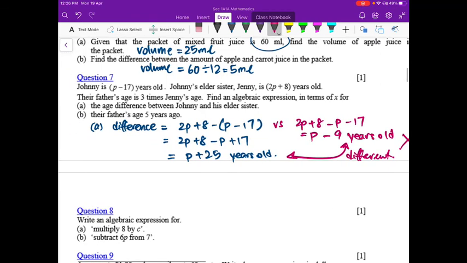Now in part B, find the father's age 5 years ago. Yeah, 5 years ago. In order to find somebody's age 5 years ago, you need to know his current age, right? Okay, now everybody listen. In order to find somebody's age 5 years ago, you need to know their present age, isn't it? So what is the father's present age?